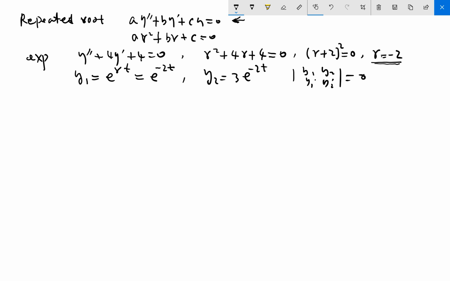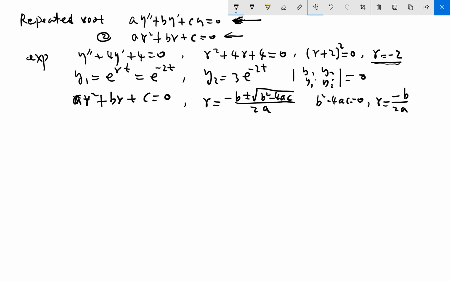When b^2 - 4ac = 0, you only get one solution, which is -b/2a. If b^2 - 4ac is not 0, then you will get two solutions, either both real or both complex. So a repeated zero means this condition is true, and then r = -b/2a. So my r here is -b/2a, which is a repeated root.